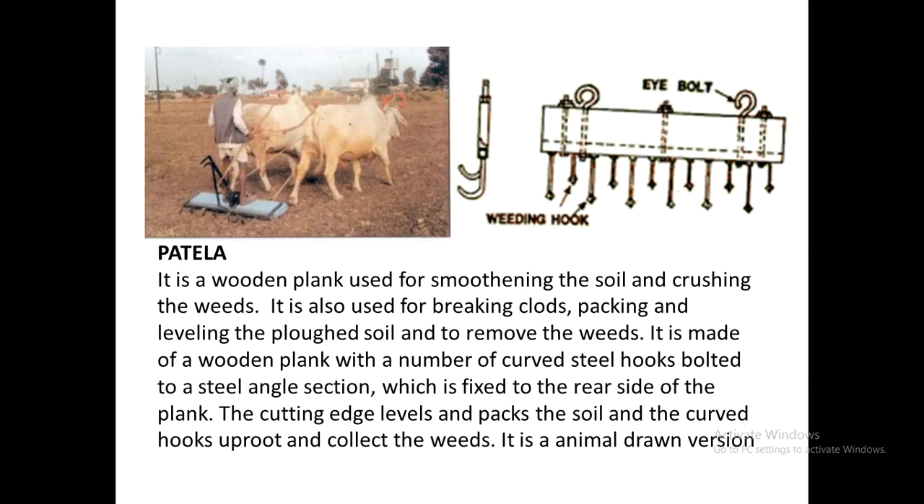The next one is the patela. Patela is an indigenous type of harrow commonly found in the northern part of the Indian subcontinent, and it is actually a wooden plank used for smoothing the soil. And behind the wooden plank, as you can see in the picture, there are hooks attached. Now these hooks are used for removing the weeds in the field.